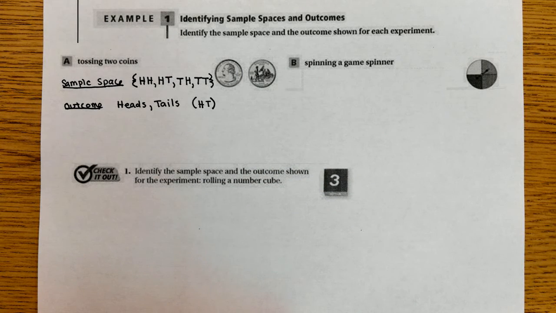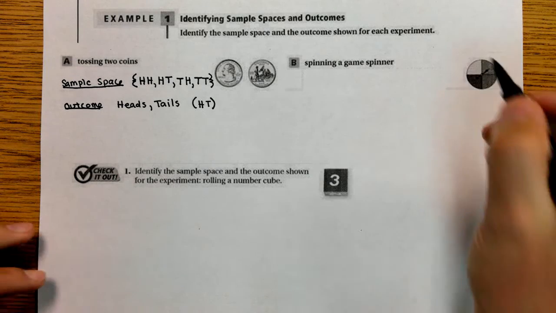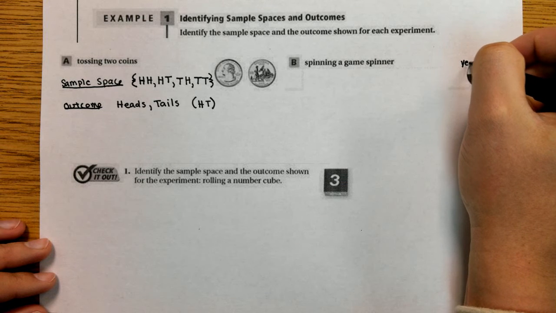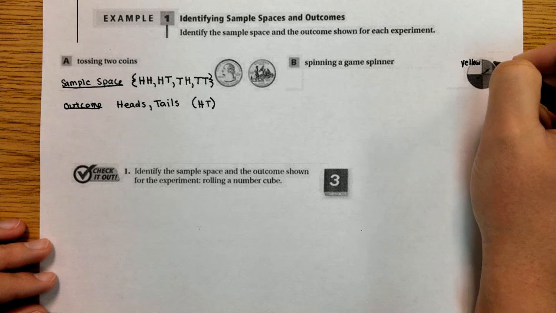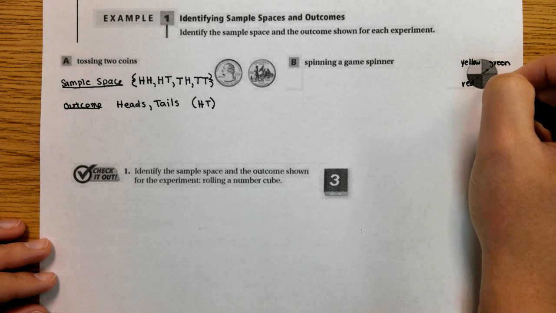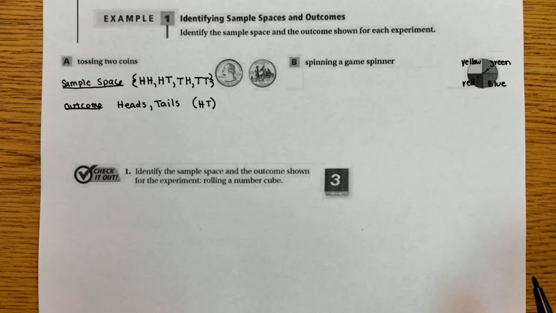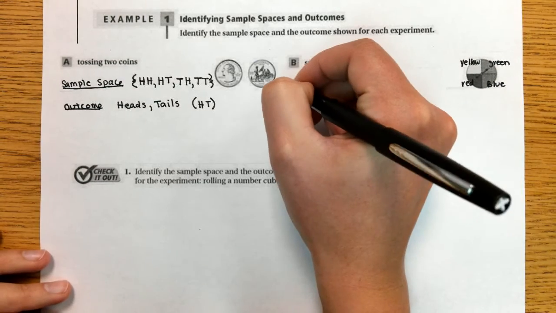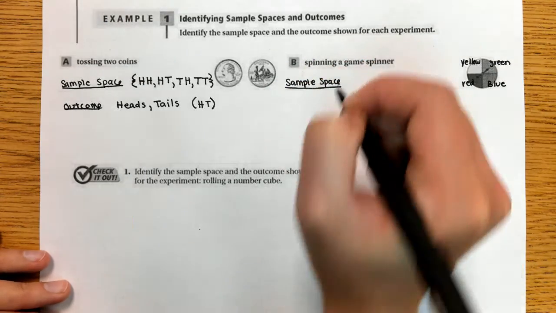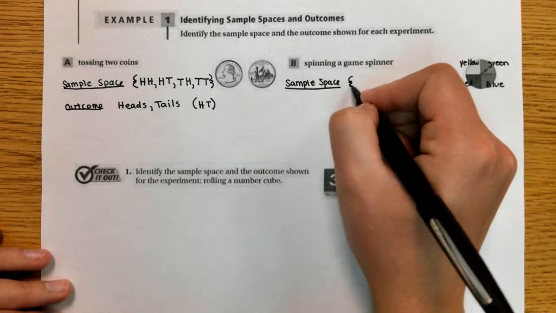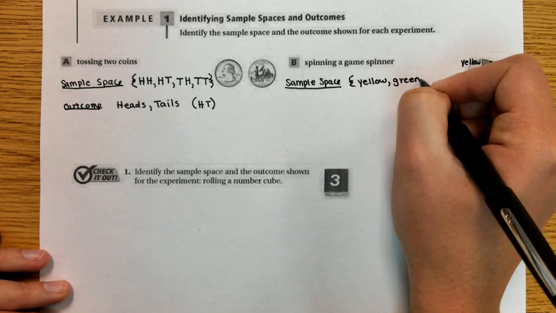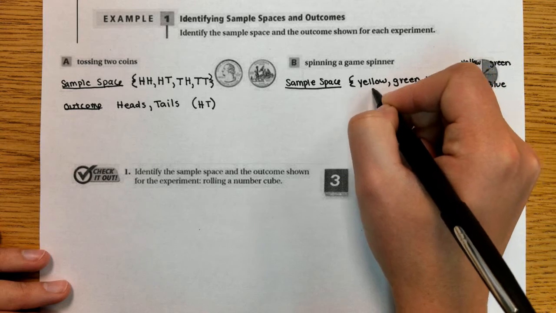The second example here, I'm going to go ahead and add these colors in here so we can see them or know which color's what. So this one is yellow, green, red, and blue. It says identify that sample space. So the sample space here is just all the colors that are on the spinner. So we can list them out: yellow, green, red, and blue.